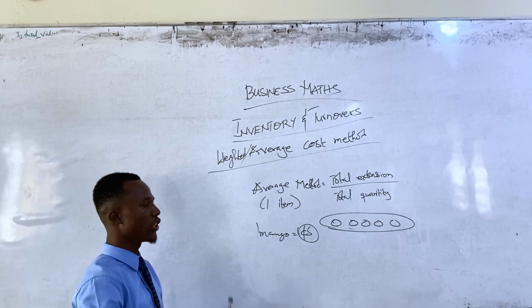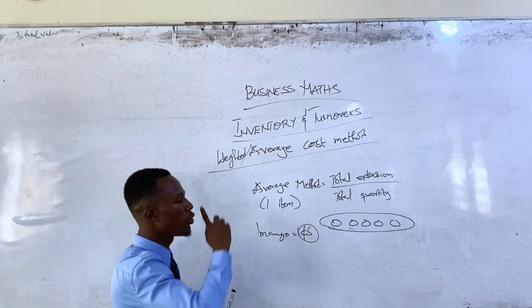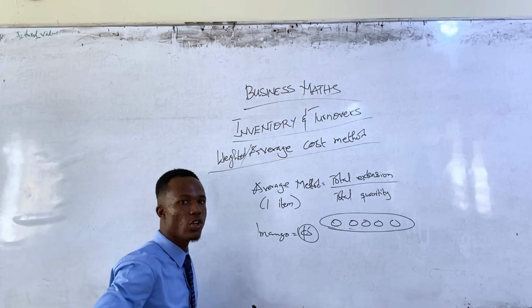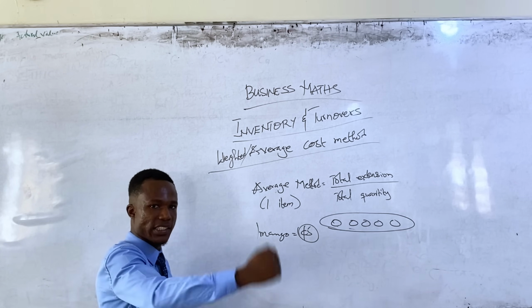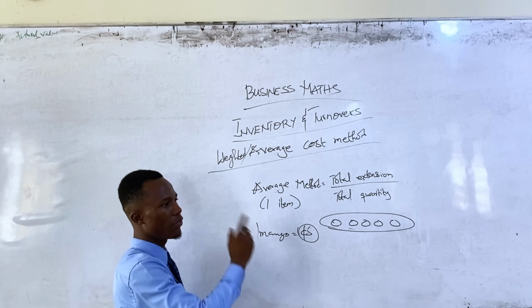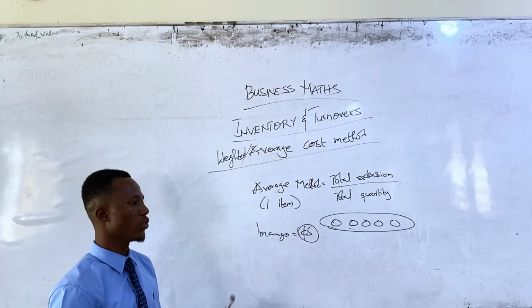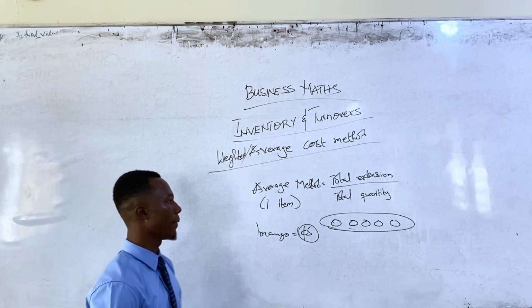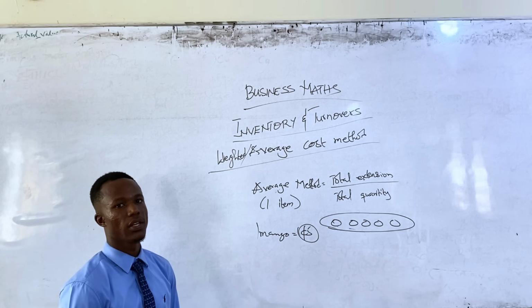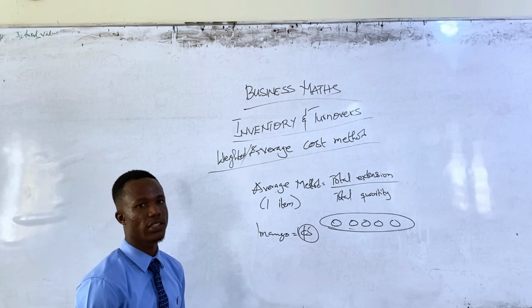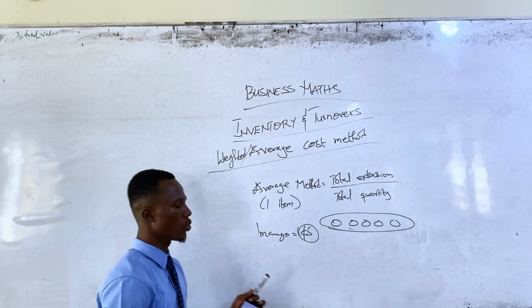So if you get the average cost for one item, then you multiply it by the ending inventory, the items left. You multiply that average cost by the items left. Then you get what? Your average cost for all the products or the inventory left. Okay, so that is it.